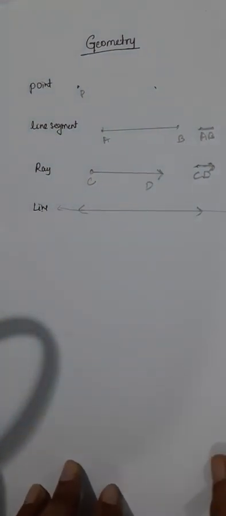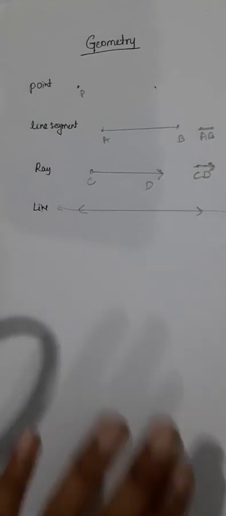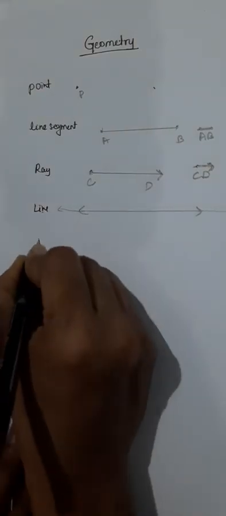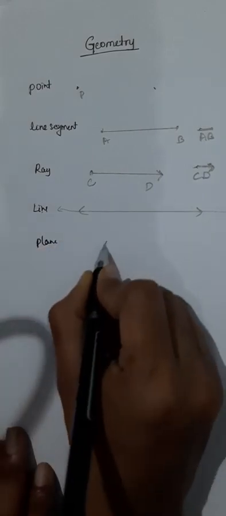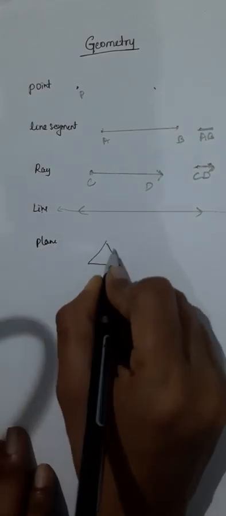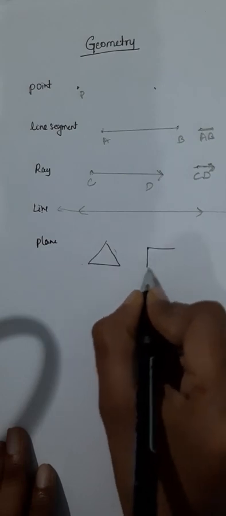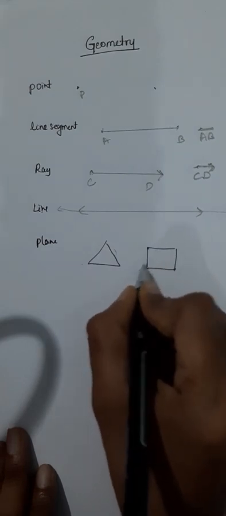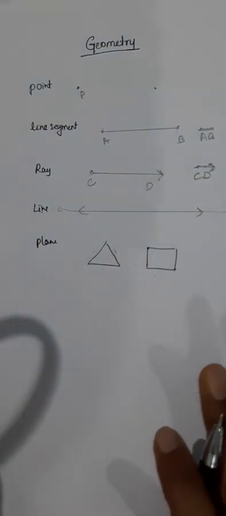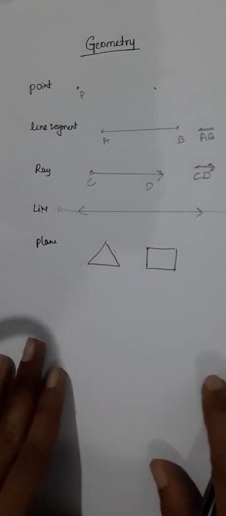What do you mean by plane? A plane is a shape which has a length and breadth. Plane. A triangle is a plane. It has sides. A square is a plane. It has a length and breadth. So anything we draw on the surface has a length and breadth, and we call it a plane.